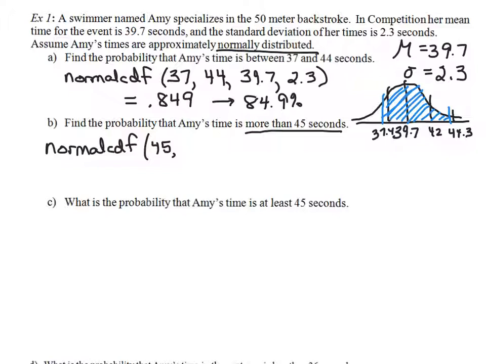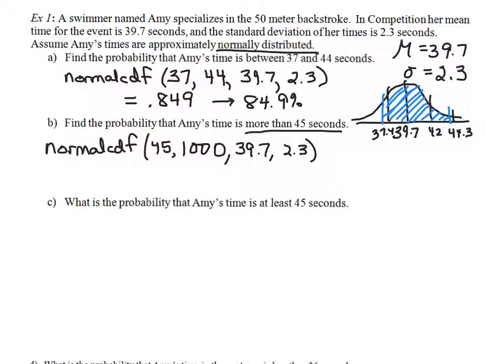Now I know that we want more than 45, but it's okay if we just put the number 45. In order to go more than 45, it can go all the way to the end of our bell curve. We don't know exactly how far that's going to go, so I'm just going to pick a really large number compared to this lower bound, for example 1,000. Then I put in the mean, 39.7, and then the standard deviation, 2.3.